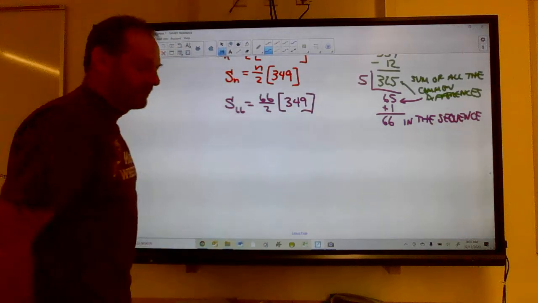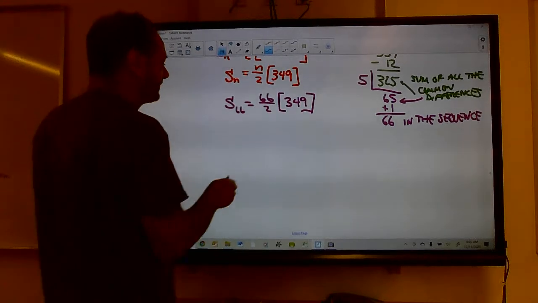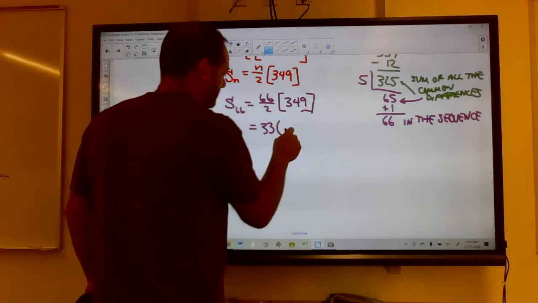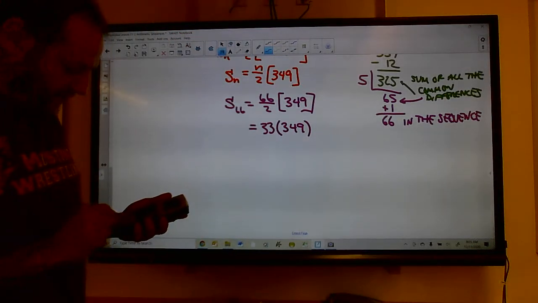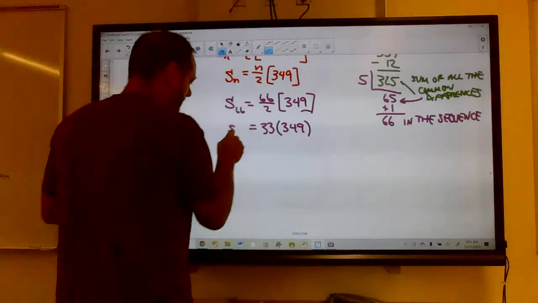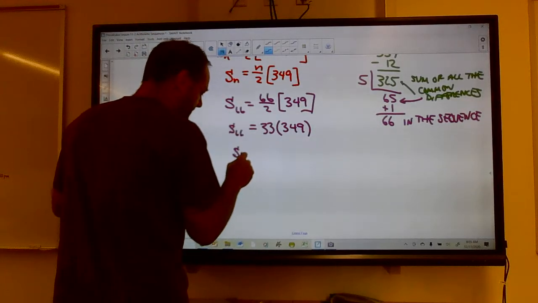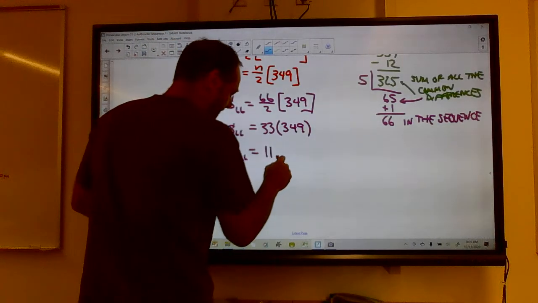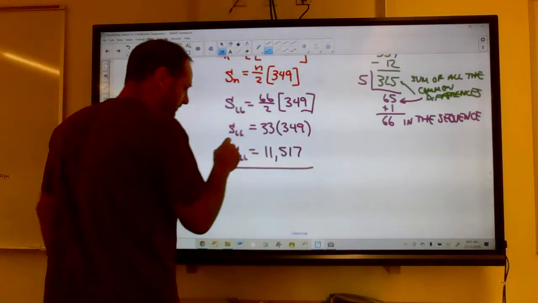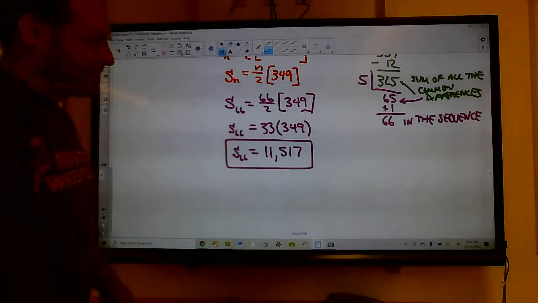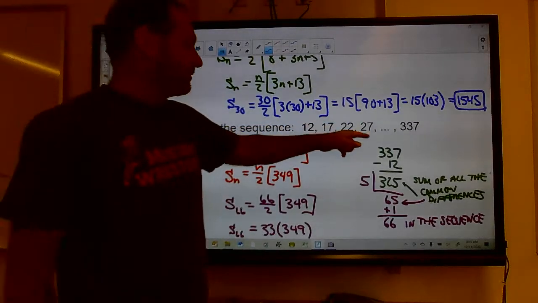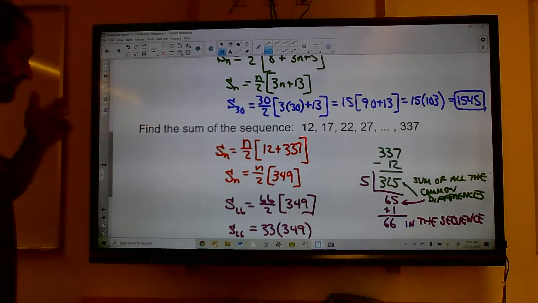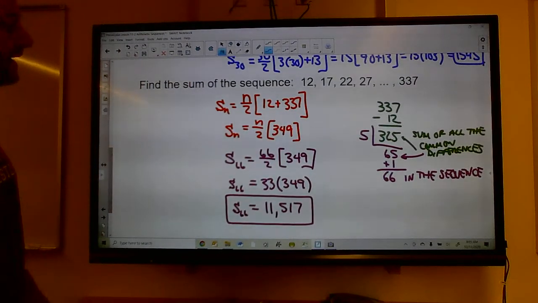And now I can figure this thing out really easy. This is 33 times 349. So S sub 66 comes out to be 11,517. So I've added up the first 66 numbers in this sequence. Okay, and there you go.